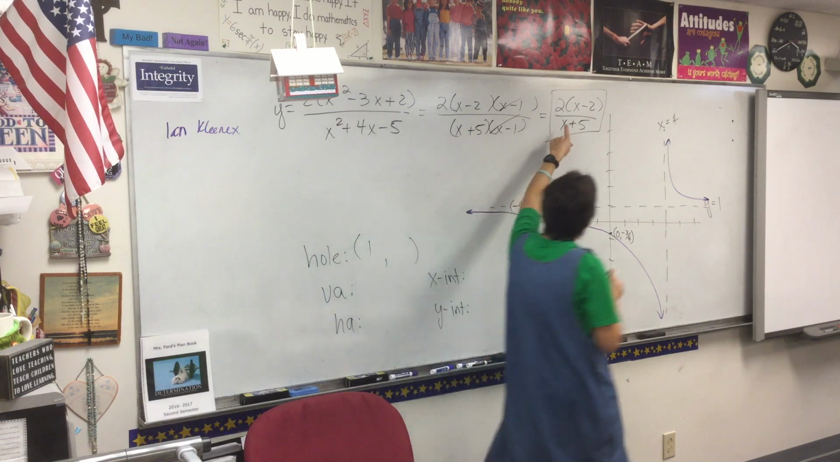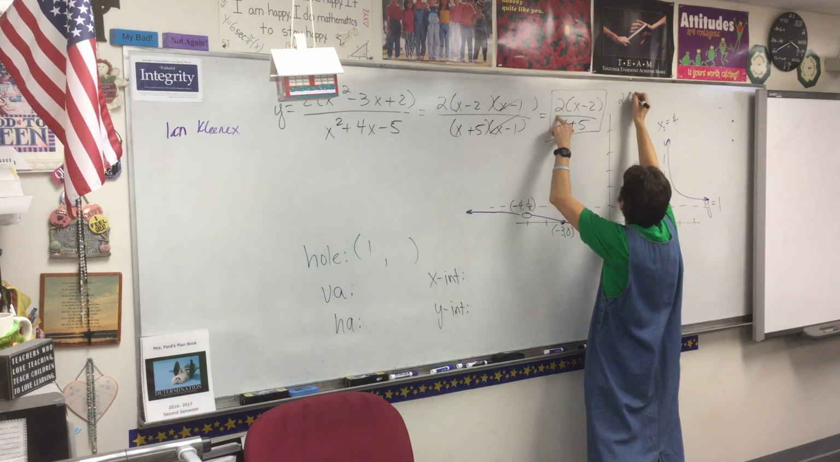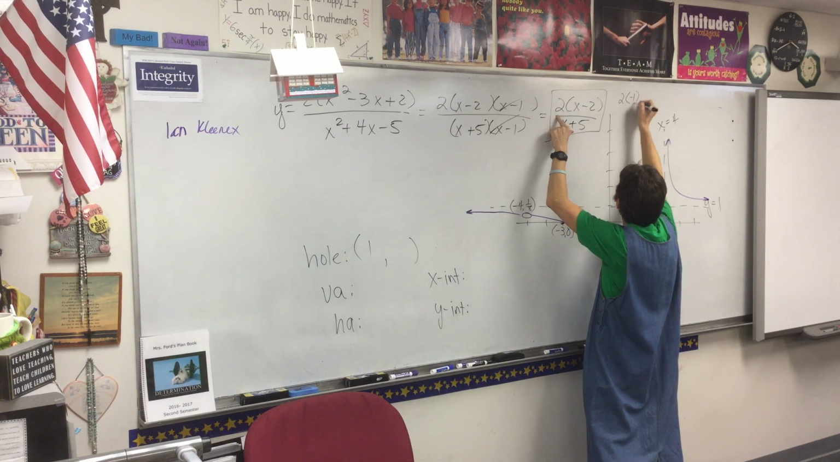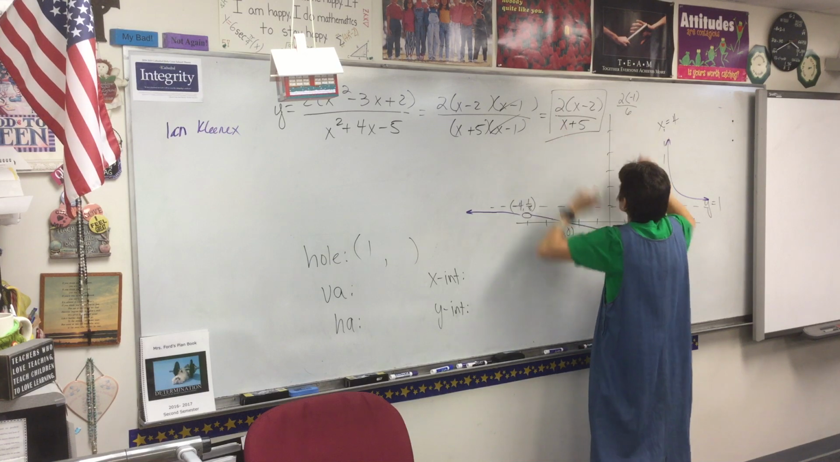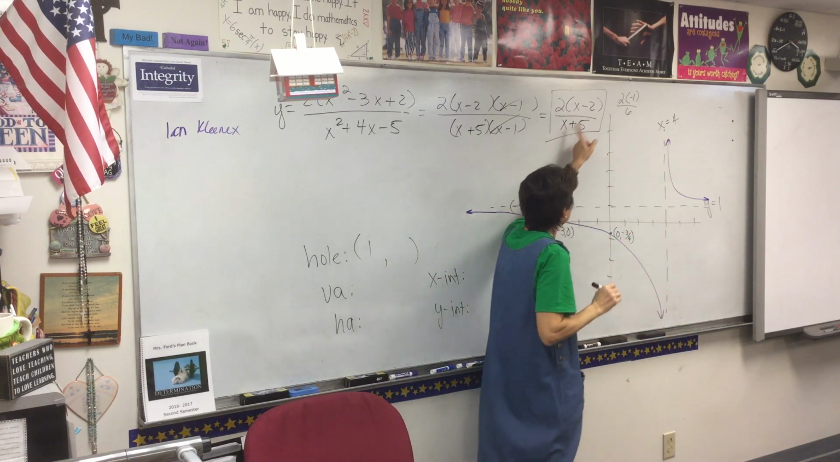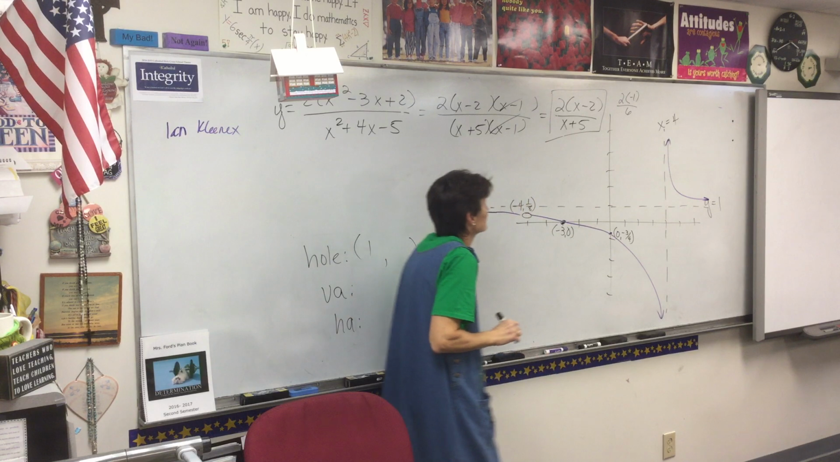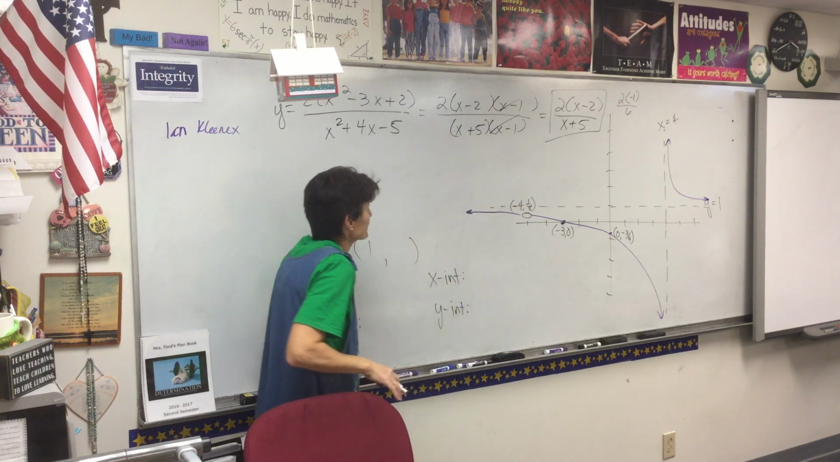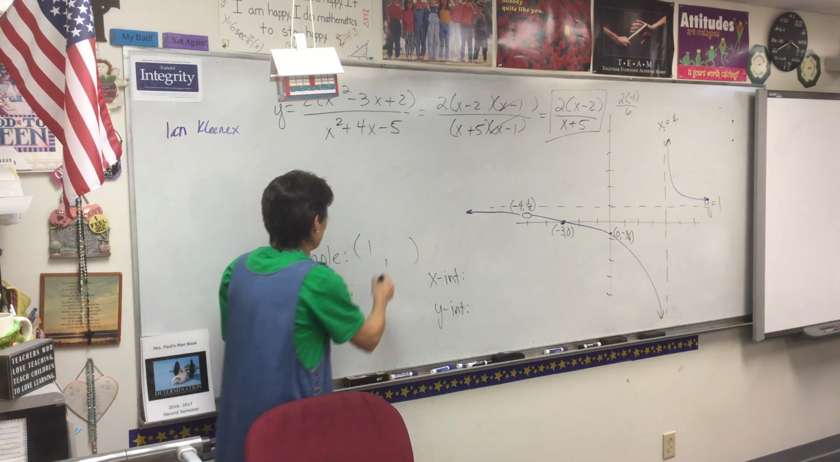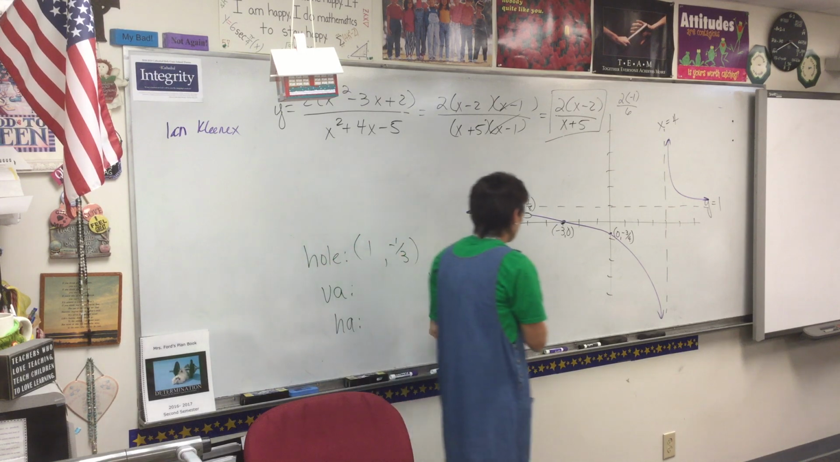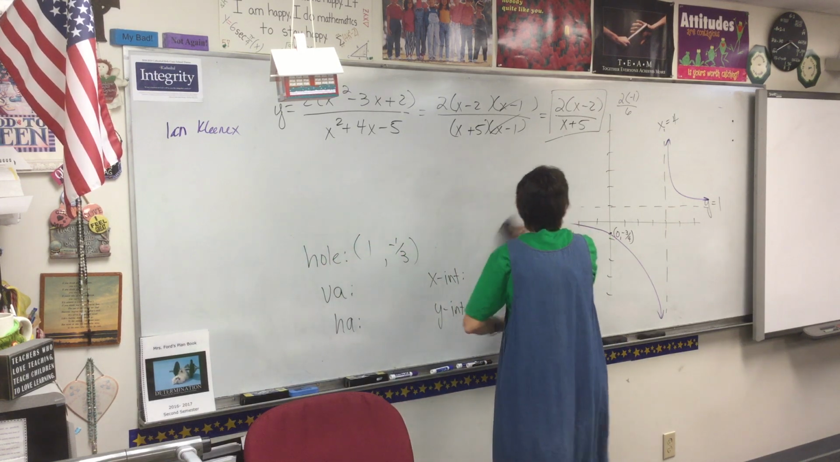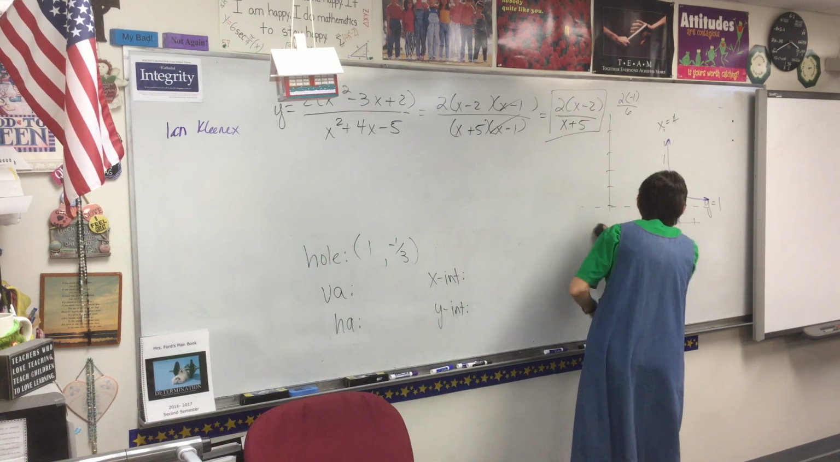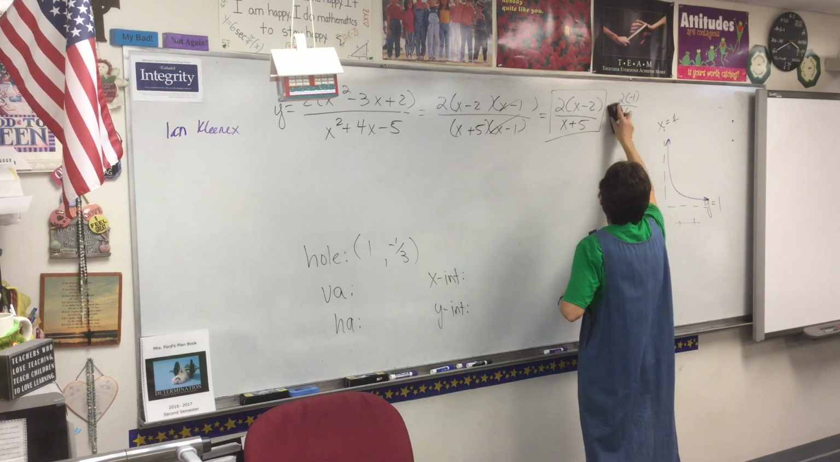So I'm going to plug 1 in. So I get 2 times negative 1 over 6, if I put in 1 for my x's. What does that make? Negative 1/3. So I have a hole, oops, there is the picture. I have a hole at 1 comma negative 1/3.